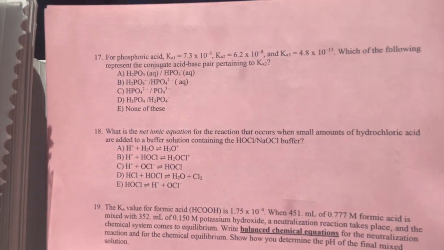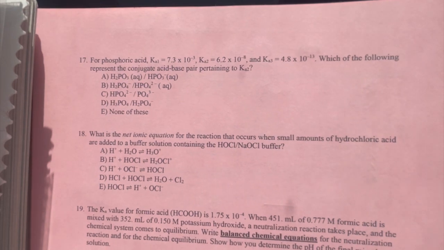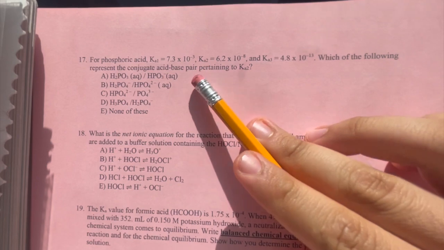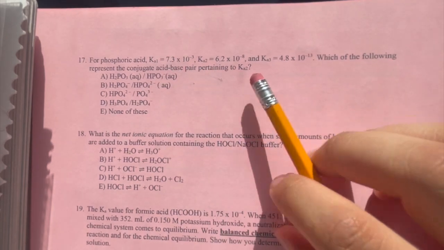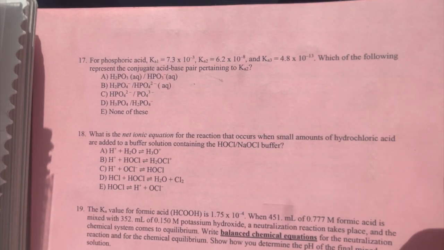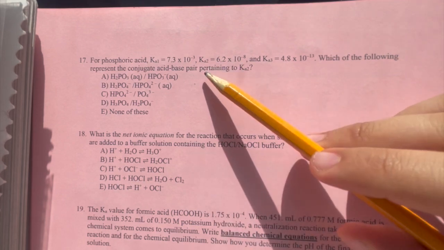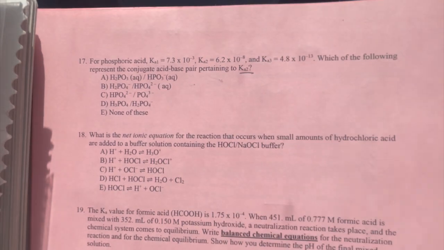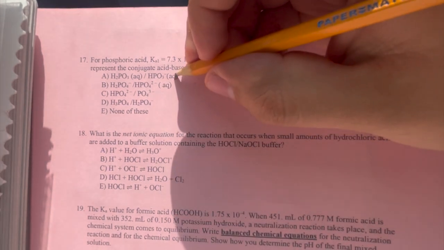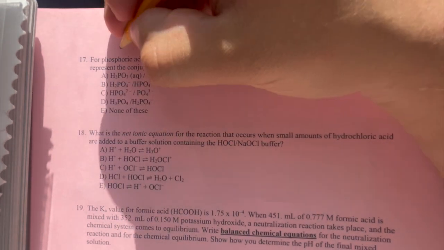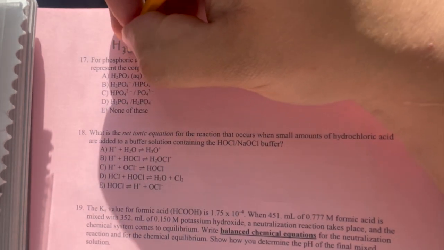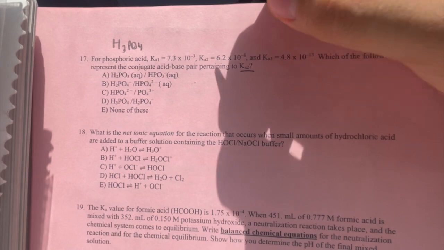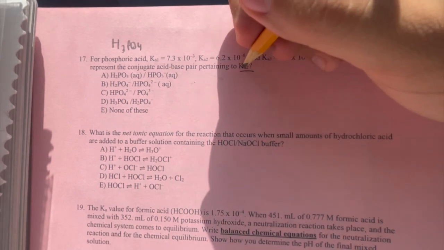Let's go over 17. 17 says for phosphoric acid, we're given Ka1, Ka2, Ka3, which of the following represent the conjugate acid-base pairing pertaining to Ka2. Okay, so this one's pretty simple. We just have to look at these reactions, right? Remember, phosphoric acid is H3PO4. Okay, and then we want to see which one is the Ka.